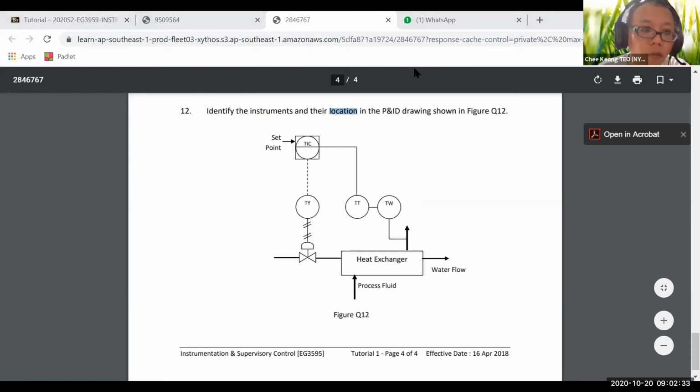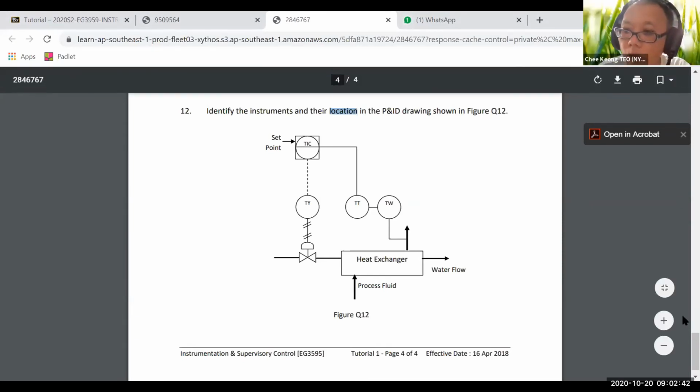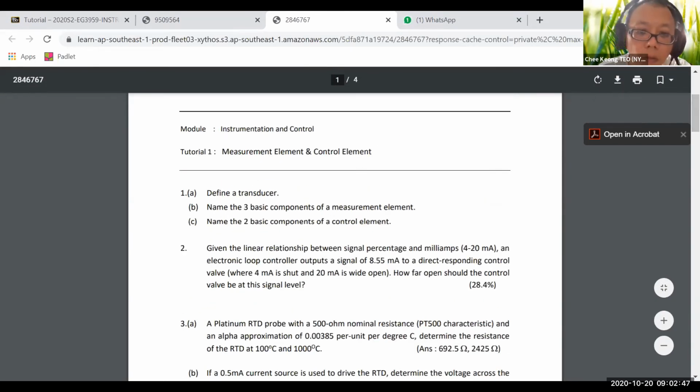So no problem, right? For question 12. Any question on that? Question 12? No. Let's look at the next question, which is question 1, which we are going to discuss. Question 1, can you all see the question?